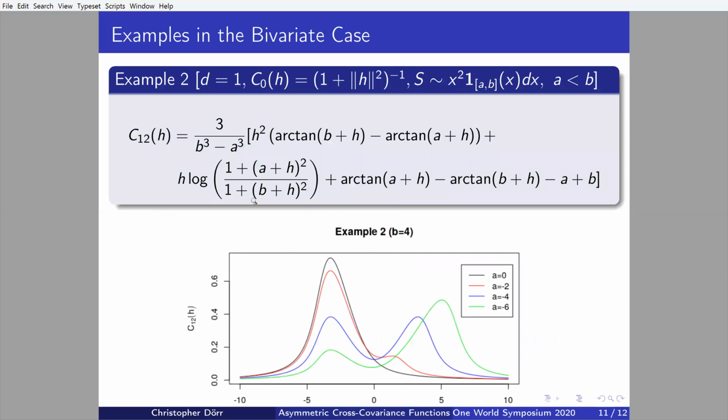For some special cases, the Cauchy model also allows for a variety of different cross-covariance functions. For example, taking the parameter of the Cauchy model to be 1 and the density of the shift to be a cutoff quadratic monomial, we get this cross-covariance function.